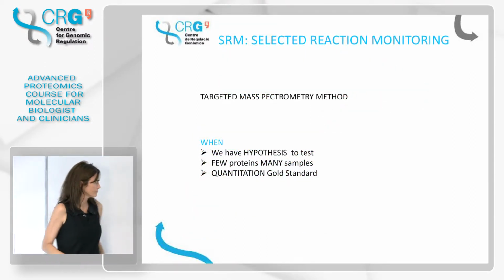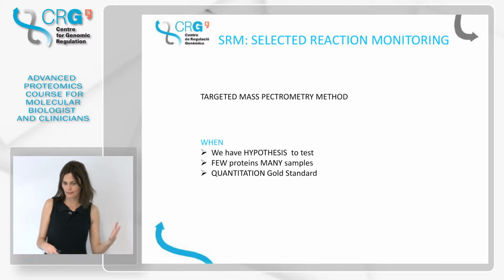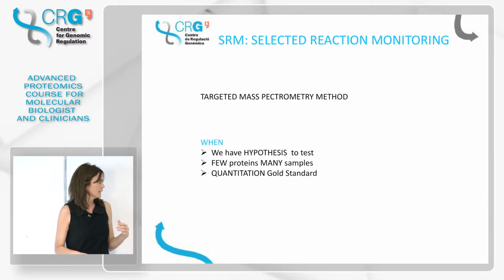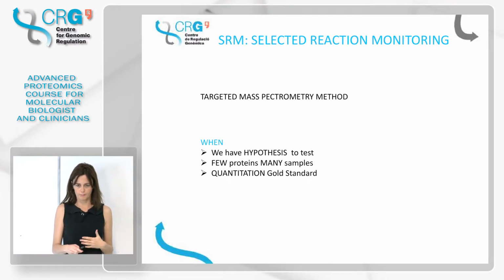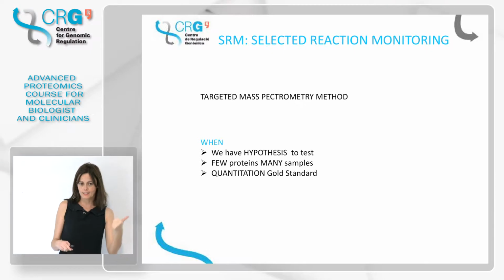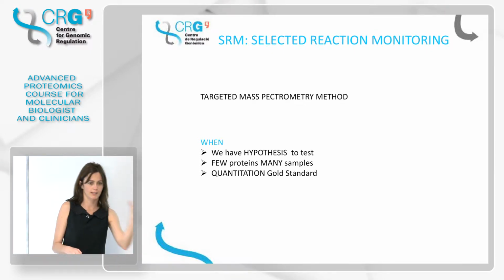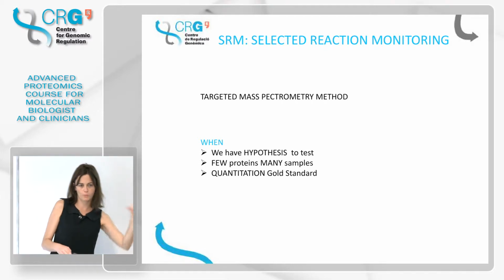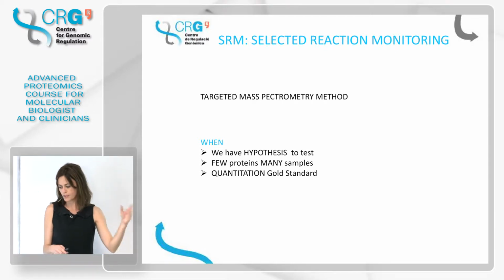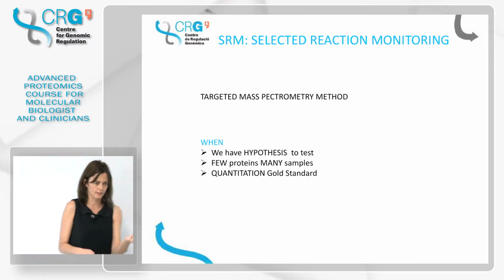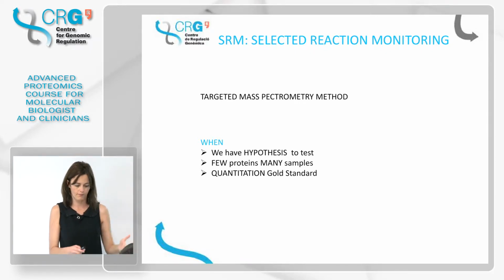and we go on. What we have seen until now, in a very global way, is that we were going to use targeted proteomics when we have a hypothesis to test. In general, it's very well suited to measure few proteins in many samples, as opposed to the shotgun approaches, and is considered a quantitation gold standard. So many times it's used to quantify proteins.